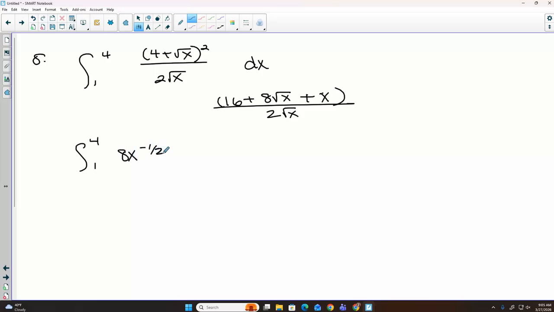Do you guys see where I got my negative? A square root is like a 1/2 power. Since it's on the bottom, it's negative. In the middle term, the radical x cancels, so we have 8 divided by 2, which is 4. In this one, we have a 2 on the bottom, so that's like a 1/2. X to the first minus x to the 1/2 is x to the 1/2.